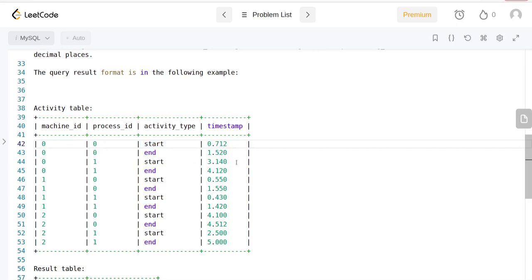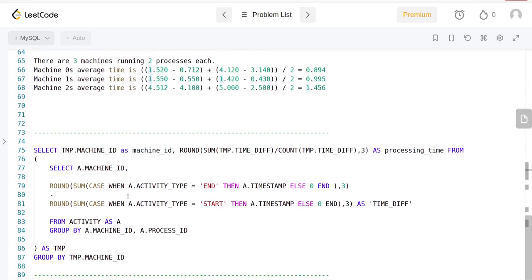When you group the machine by machine ID and the process ID, these two rows are going to be grouped separately. These two rows are going to be grouped separately. These two are going to get grouped separately, and actually all of them are going to be grouped in sets of two rows. So once you group like that, all you have to say is give me the machine ID, and we are subtracting the activity type. If it is end, we are saying use that timestamp, otherwise use 0.